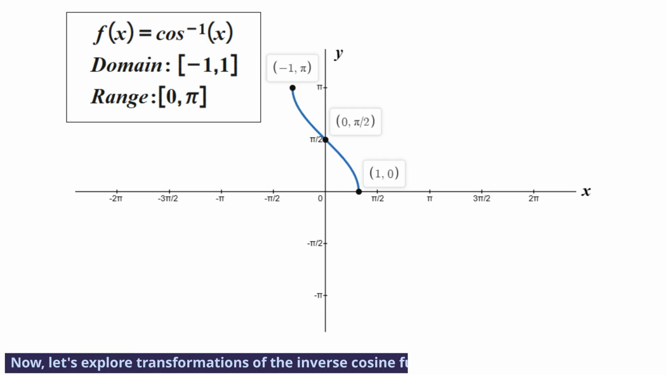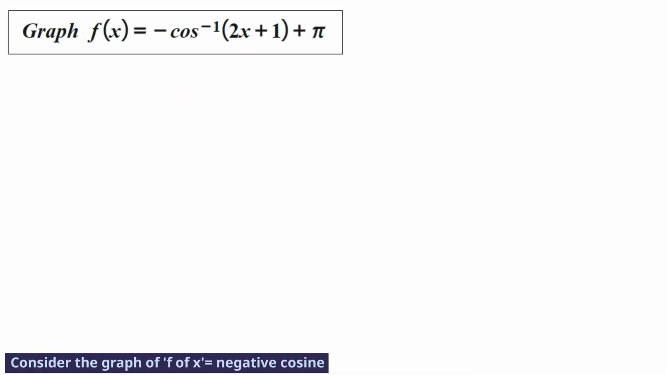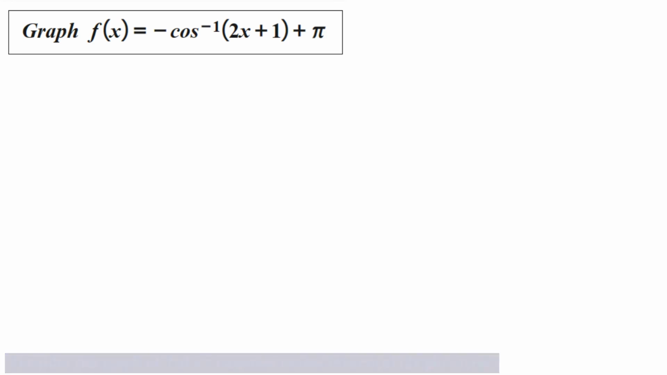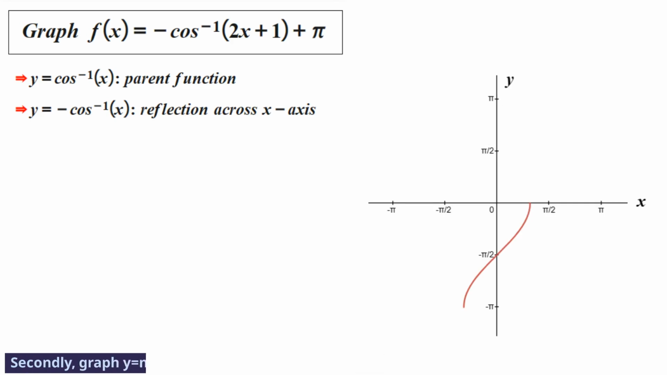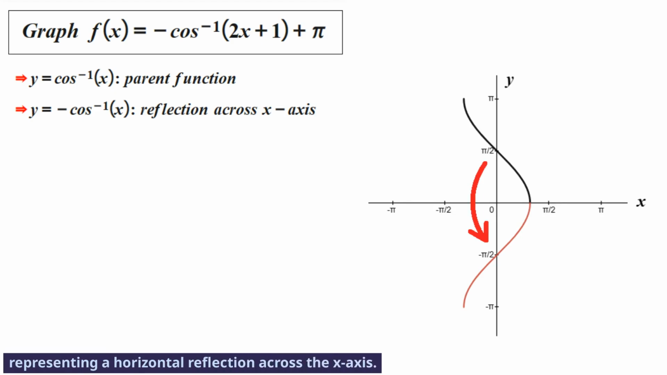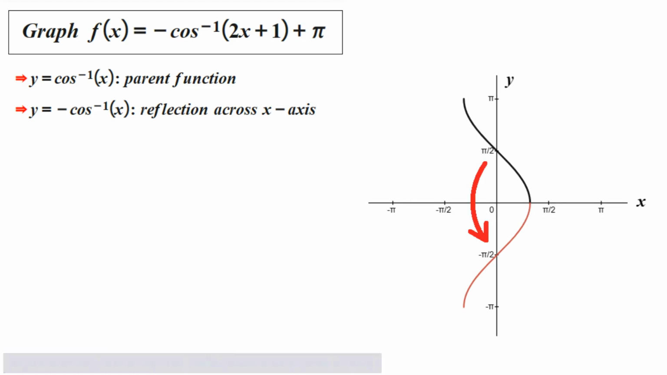Now, let's explore transformations of the inverse cosine function. Consider the graph of f of x equals negative cosine inverse of (2x plus 1) plus pi. Firstly, plot the parent function y equals cosine inverse of x. Secondly, graph y equals negative cosine inverse of x, representing a reflection across the x-axis.